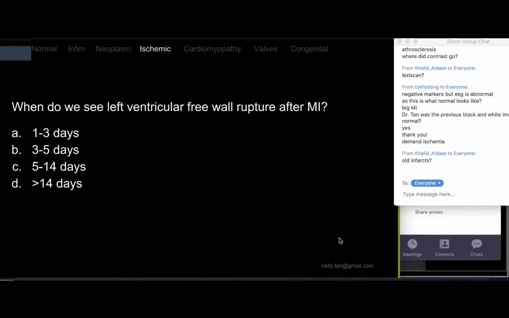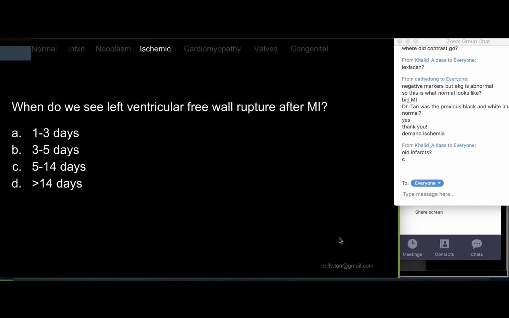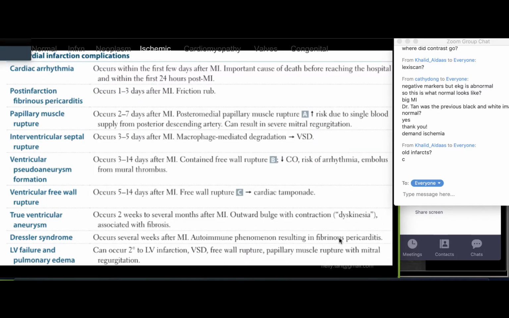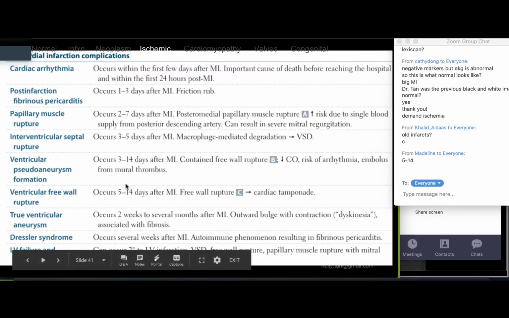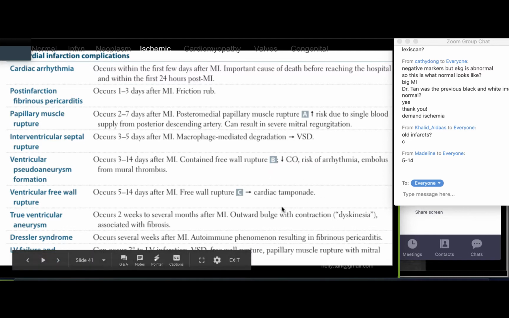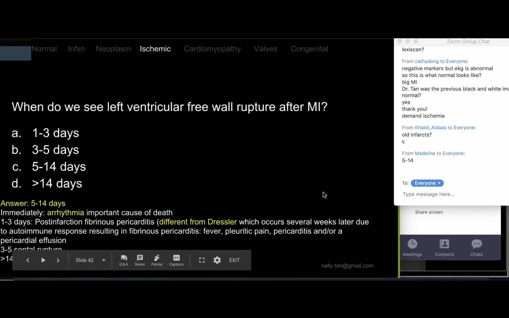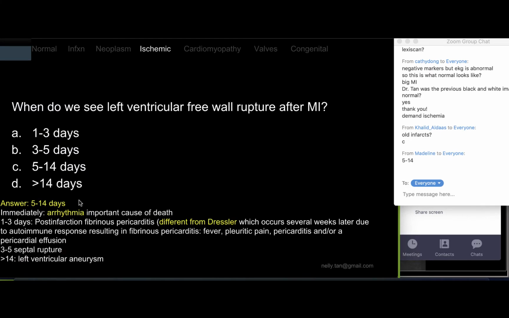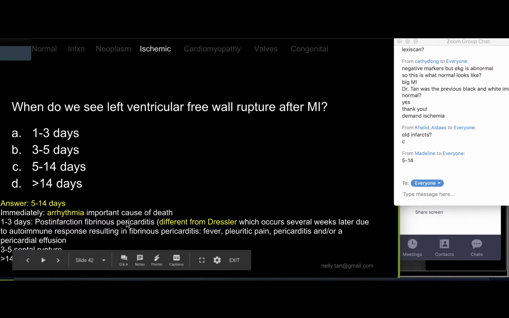So when do we see left ventricular free wall rupture? Good. The 5 to 14 days, these things I have to look up because I'm not a cardiologist. But yes, 5 to 14 days, and that is dangerous because it can lead to hemopericardium and then cardiac compromise. Immediately, the most important complication, cause of death, is arrhythmia.